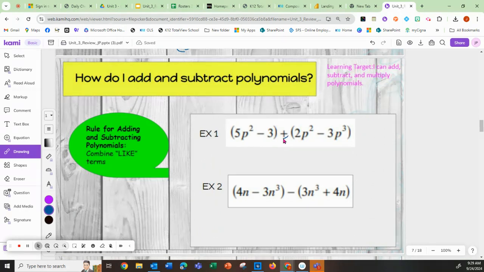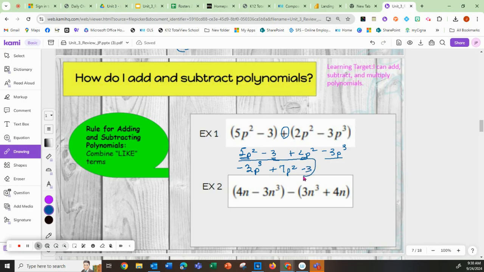So if you're adding, you're going to drop the parentheses. You're going to bring everything down just like it is. Don't change any signs. And then you'll combine like terms. We do like to leave our answer with the highest exponent term first, so we would put the negative 3p cubed first, and then 5p squared and 2p squared are going to combine to be 7p squared, and then this minus 3 will just come down.